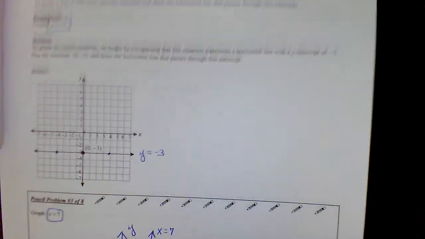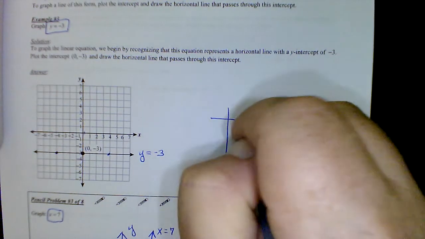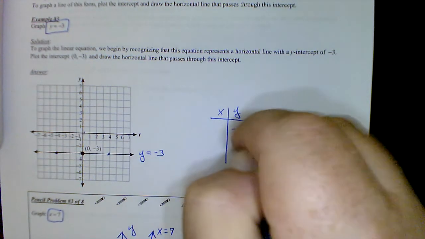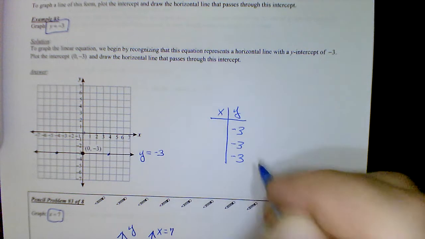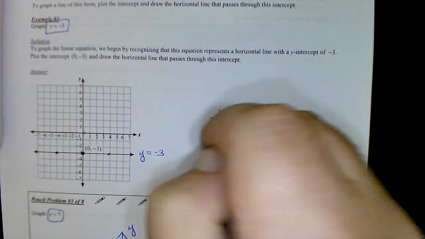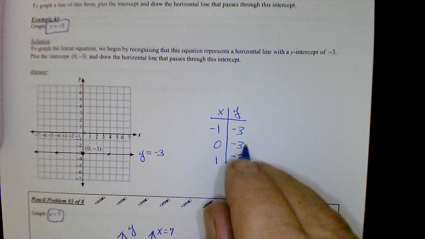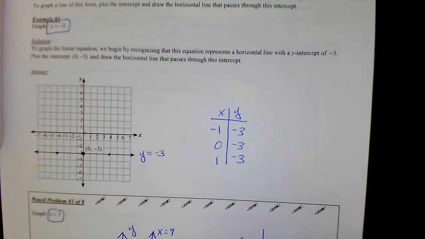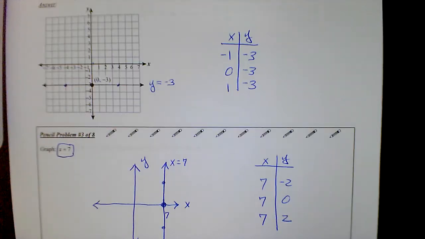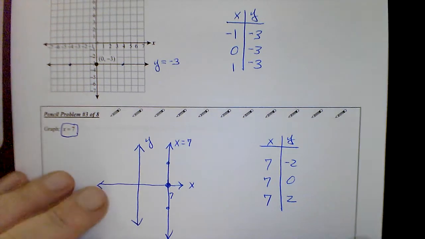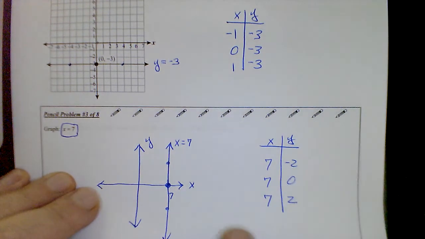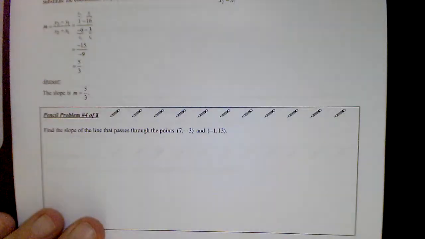I mean, you could say to yourself, okay, I'll build a table. Let me show this one quickly. X and y. Well, y is always -3. Pick any values you want: 0, 1, -1 for x. Y is always -3. And similarly here, x is always 7. So it doesn't matter if you pick -2, 0, and 2 for y. It doesn't matter what these values are. X is always 7. So there's a couple different ways to think about those special straight lines.